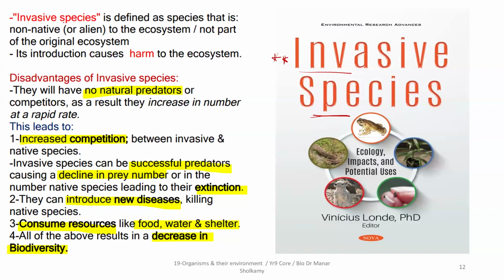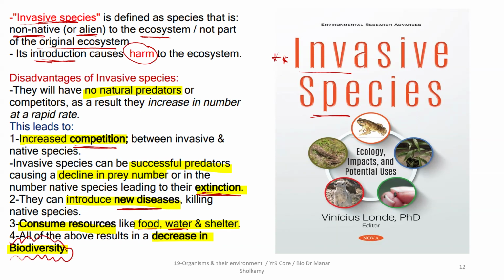Let's look at the definitions. Invasive species is a species that is not native or alien to the ecosystem. It's not part of the original ecosystem. It is introduced and it always causes harm. Why does it cause harm? Because this will lead to more competition. Because it can cause diseases. It can cause other organisms to become extinct because it will feed on other organisms in the garden and it can make them become extinct. It will consume resources like food and water, and it will cause a decrease in biodiversity.